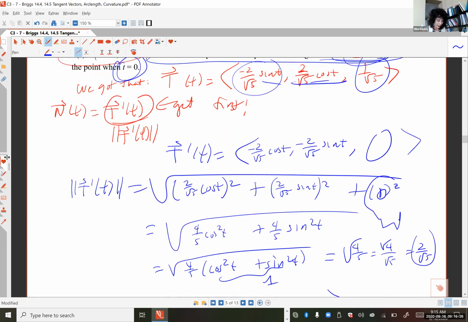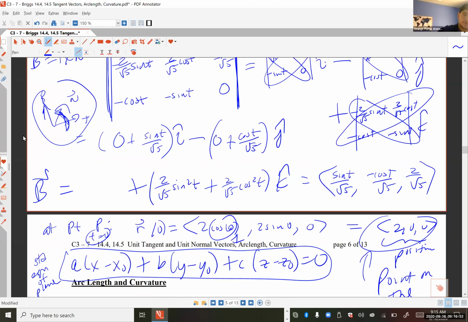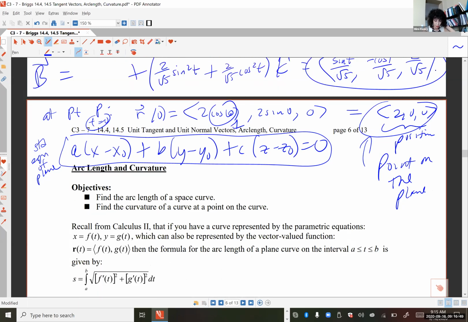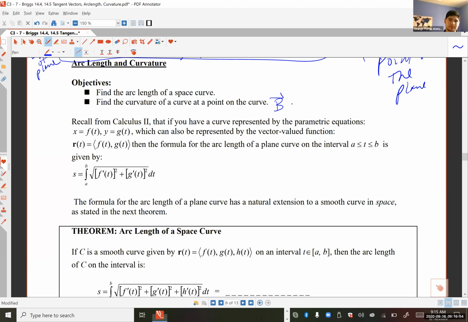Okay, but we did that already, right? Yeah. So this guy here is going to be your normal vector to the plane, although you do want to evaluate it at the point when time t equals 0. So this is a normal vector to the plane because of the fact that it's a cross product, right? So the B, if you evaluate him at the time when t equals 0, you'll get the constant vector we'll use as the normal vector. So sine of 0 over square root of 5, negative cos 0 over square root of 5, 2 over square root of 5.